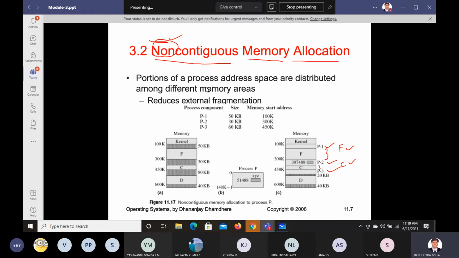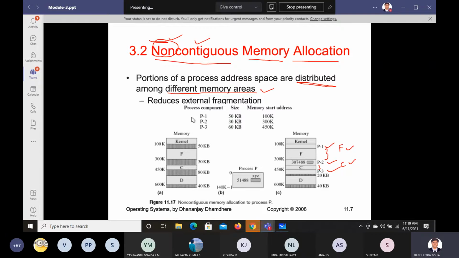Portions of a process address space are distributed among different memory areas, not one memory area. Then we call it non-contiguous memory.